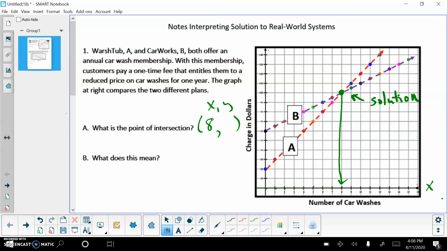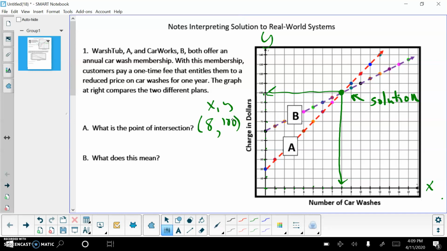And then I also need the y number. The y-axis is the vertical up and down, so I'm going to draw the line across to there. And again, I'm going to start at 0, but I'm going to notice this axis is going up by tens. So this is 0, 10, 20, 30, 40, 50, 60, 70, 80, 90, 100. So that's at the 100 spot. So my point of intersection, or my solution, is the point (8, 100).